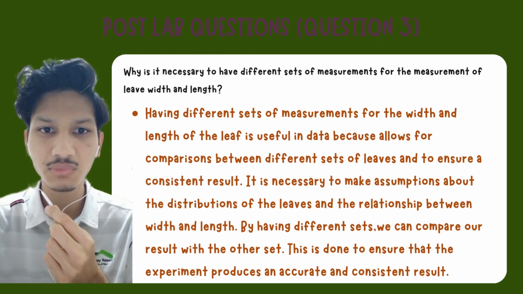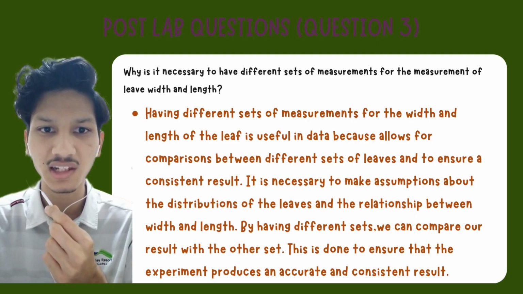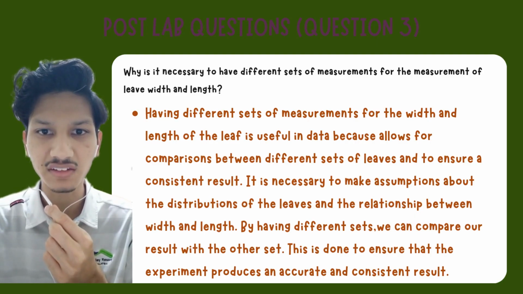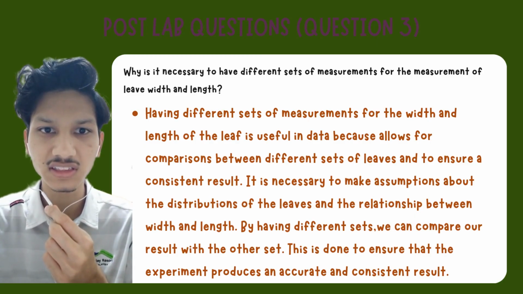It is necessary to make assumptions about the distribution of the leaves and the relationship between width and length. By having different sets, we can compare our result with the other set. This is done to ensure that the experiment produces an accurate and consistent result.